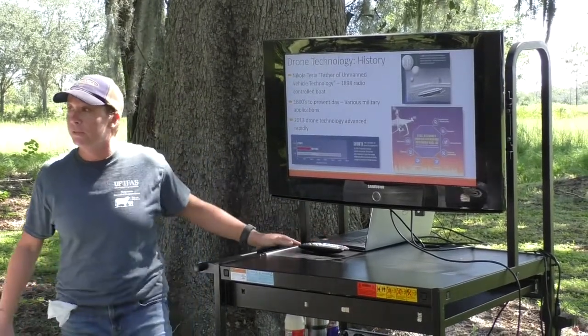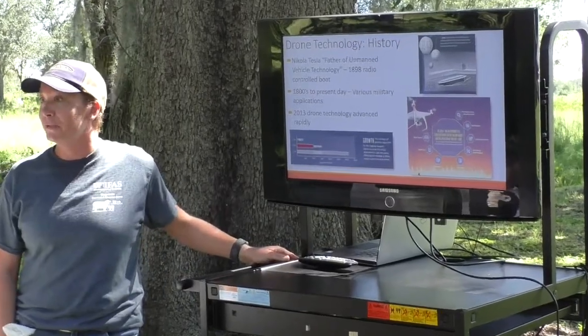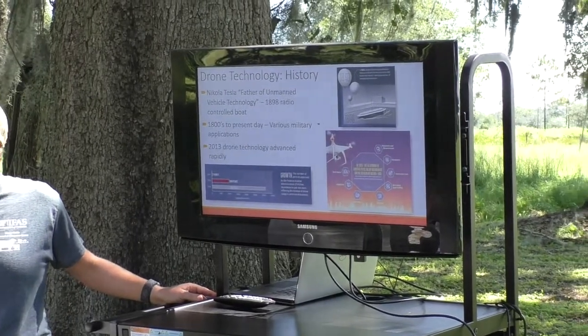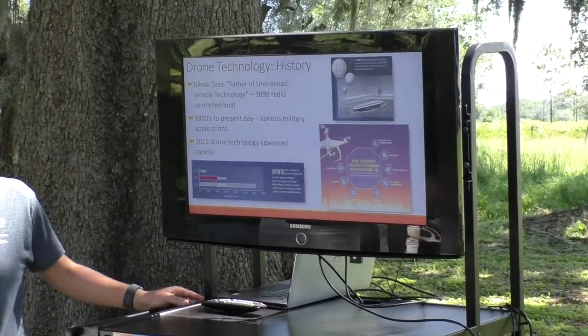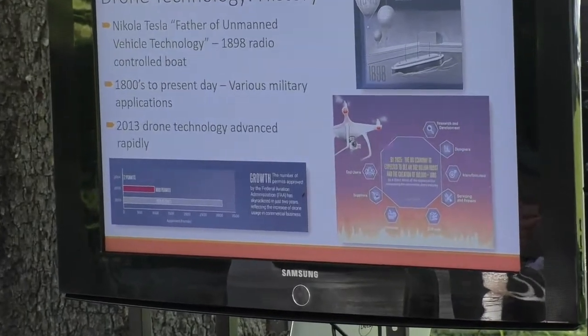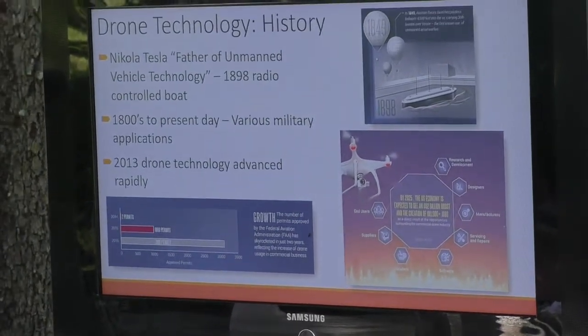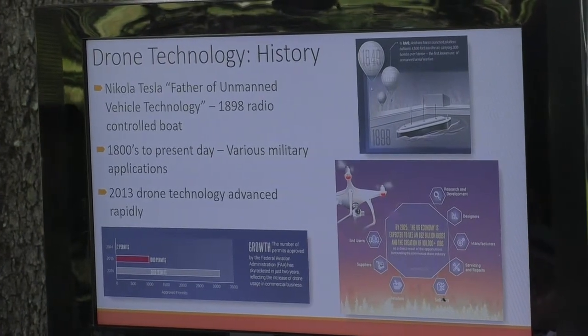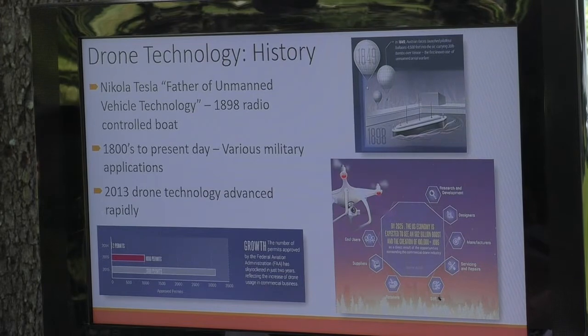So a little bit of history. Everyone knows what a Tesla is nowadays, right? Well, Nikola Tesla was really the father of unmanned vehicle technology when he created a radio-controlled boat. And then from the 1800s to present day, it's been mostly in military applications, which I'm sure we've seen, like military drones, etc. About 2013, drone technology really started to advance, and I'd say 2016 is really when it just took off with smart drones and being affordable.